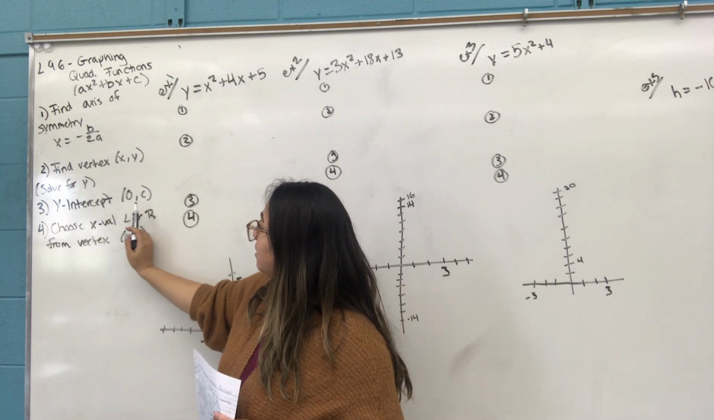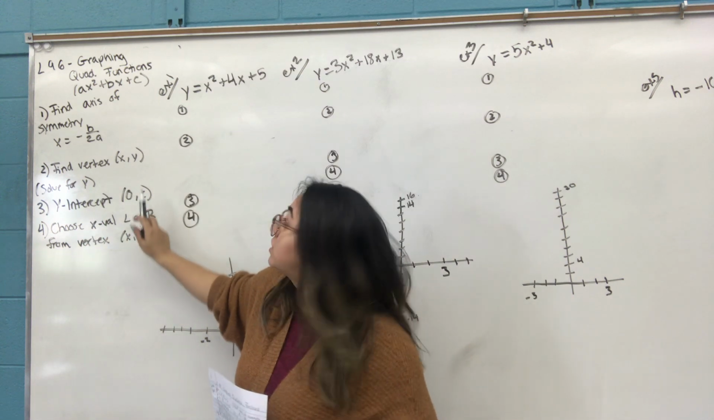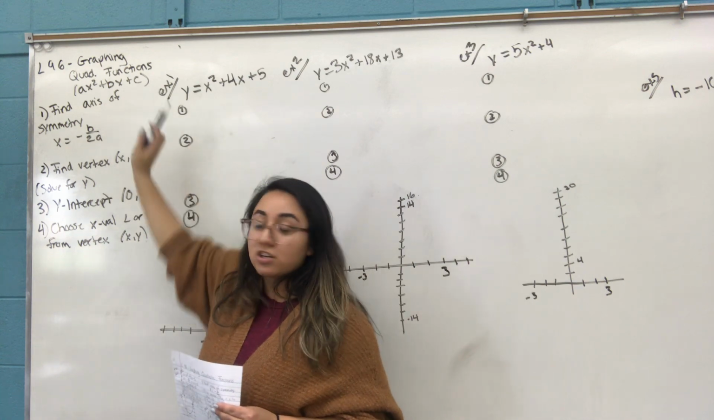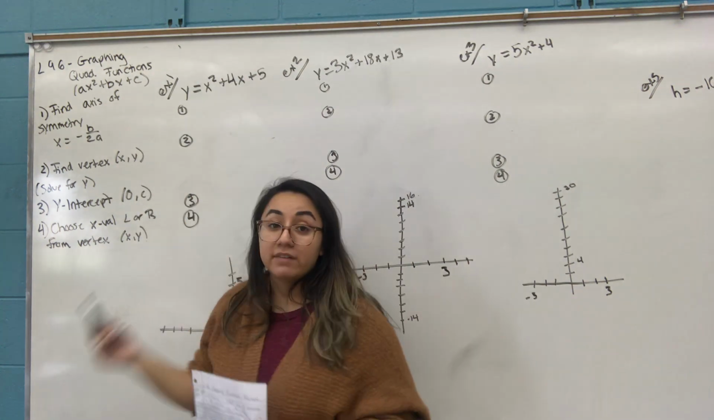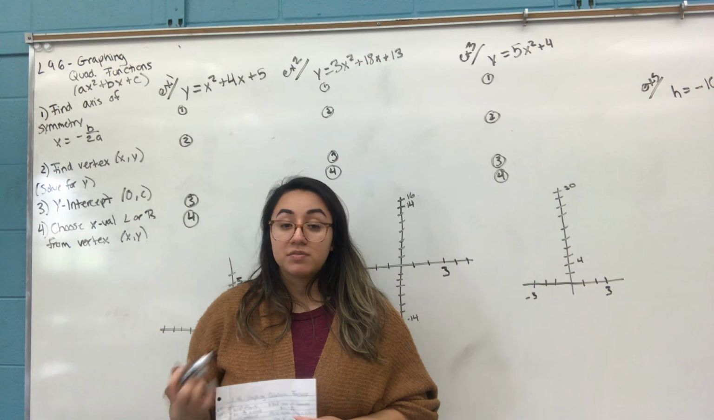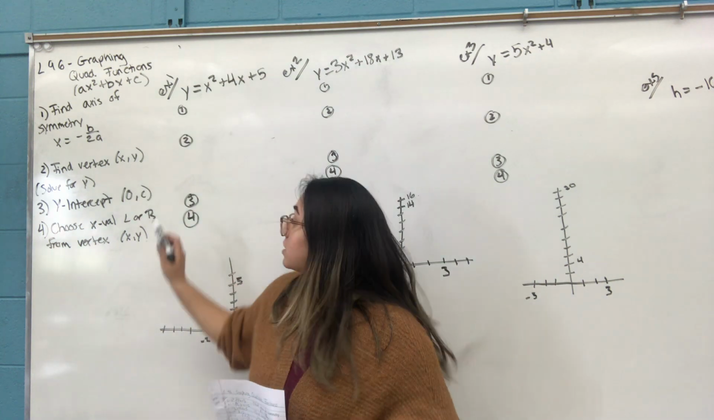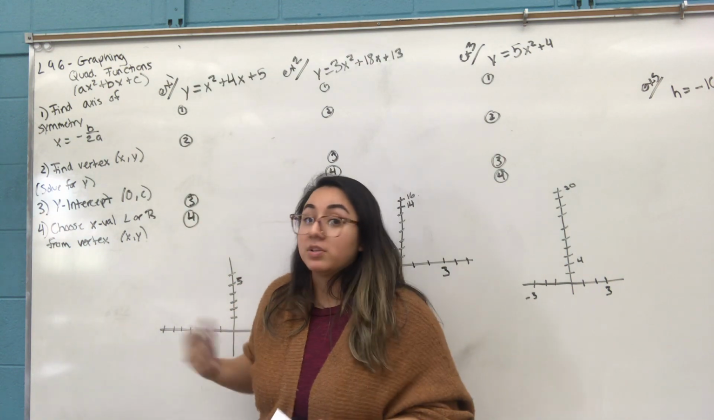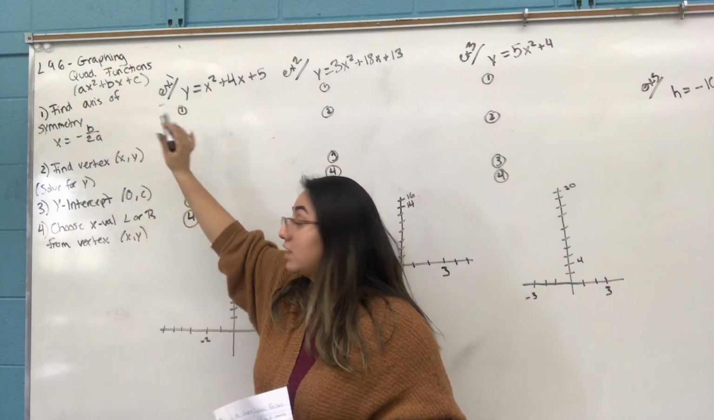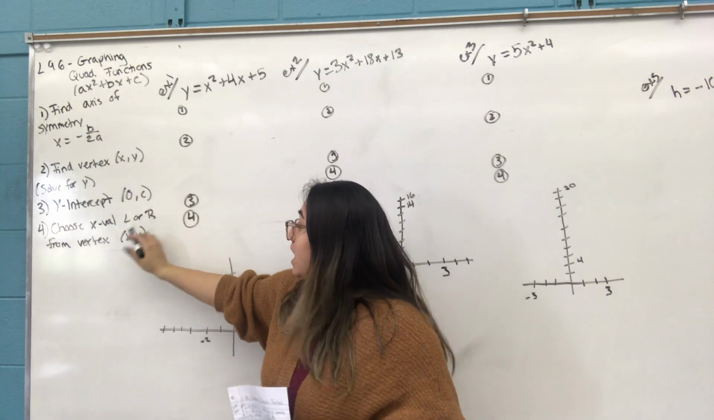Third one is your y-intercept. That's your c. Your c is considered that last unit here. So you're always going to have 0, comma, whatever your c is. If you don't have a c, so if it's y equals x squared, your c is considered 0 because you don't have one. But there has to be a number there. So every equation has a c.